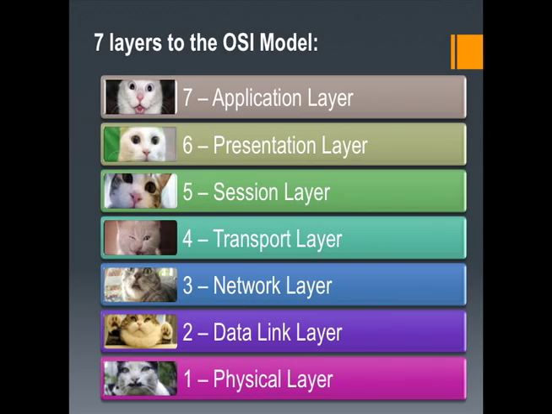Alright, so there are 7 layers to the OSI model, starting at the top with the application layer, the presentation layer, session layer, transport layer, network layer, data link layer, and the physical layer.